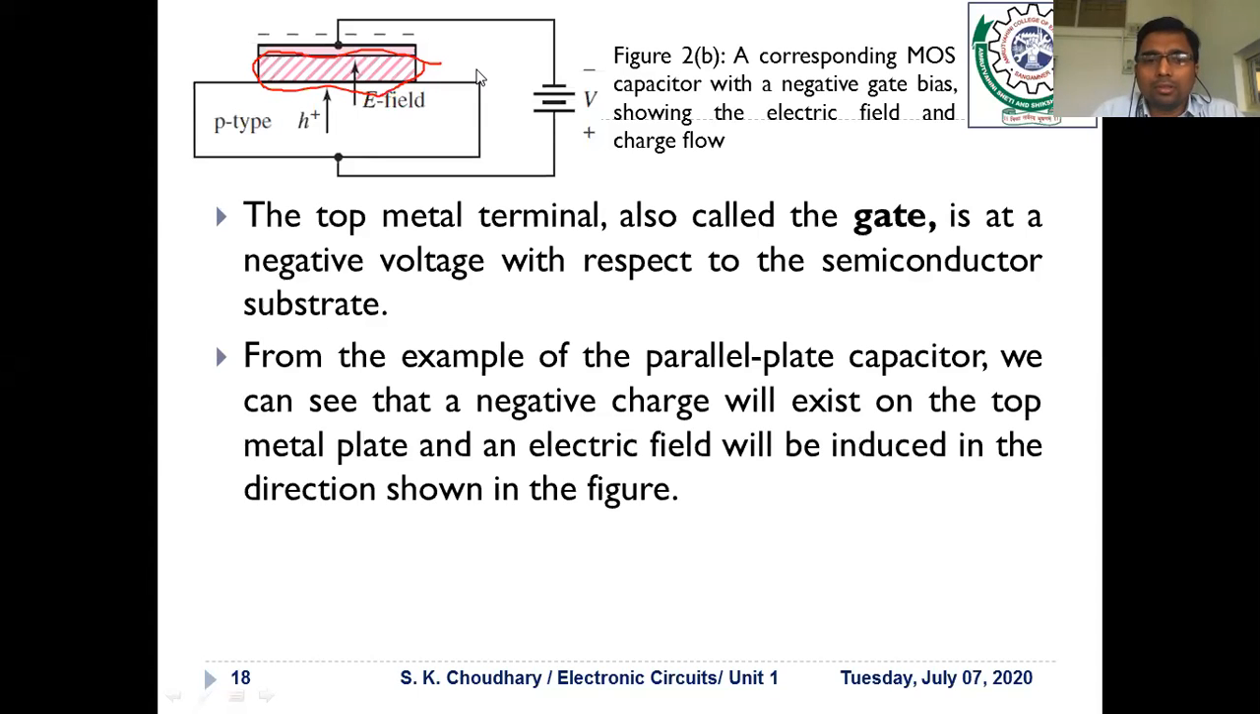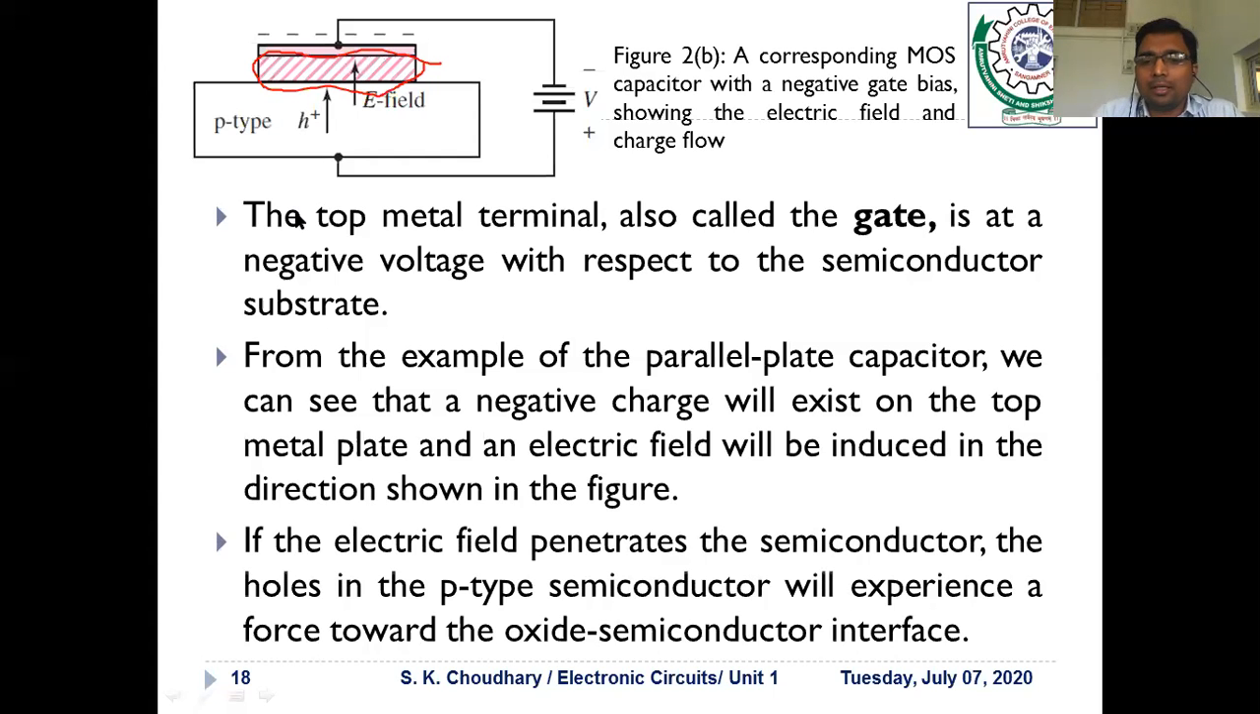Now from this example we can say that it is just like the structure of the parallel plate capacitor we have seen in the previous diagram. Now the electric field has been induced. Which direction? It is clearly shown in the picture, from positive to negative. Generally the electric field direction is always from the positive to the negative side. So here also, the electric field has been generated in the same direction.